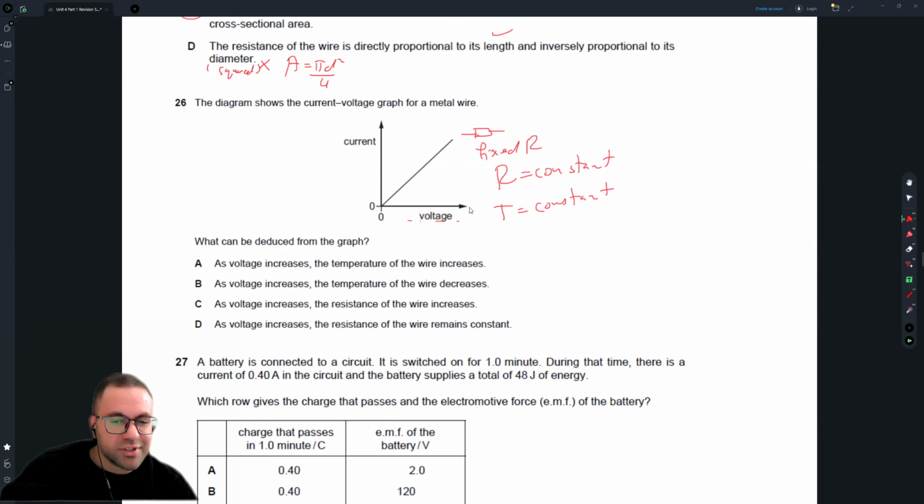So as the voltage increases, the temperature increases? No. As the voltage increases, the temperature decreases? No. As the voltage increases, the resistance increases? No. As the voltage increases, the resistance remains constant? Yes. That's what I want. I didn't even need the term as the voltage increases. Resistance is constant. Moving on.